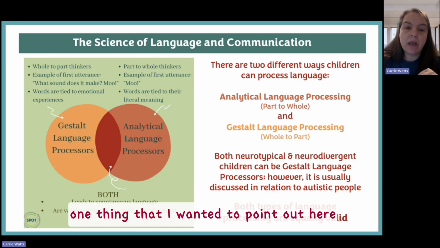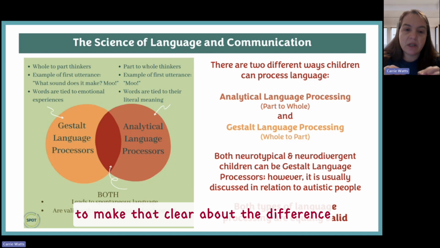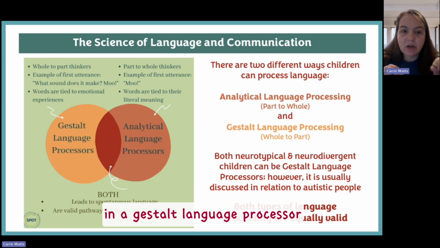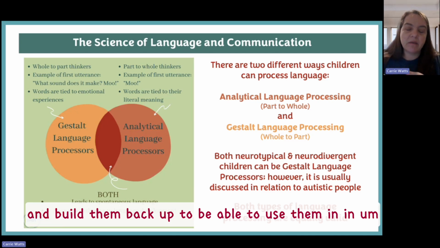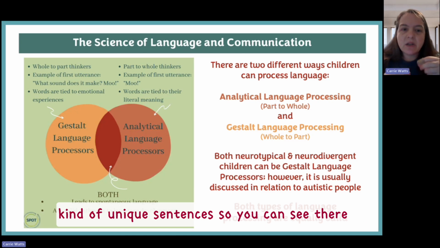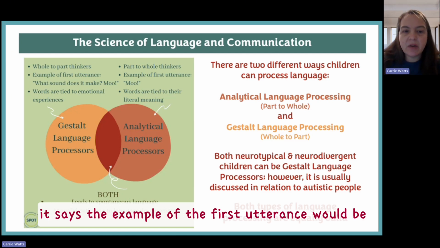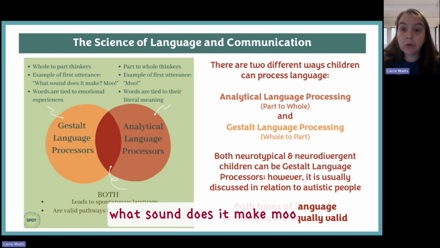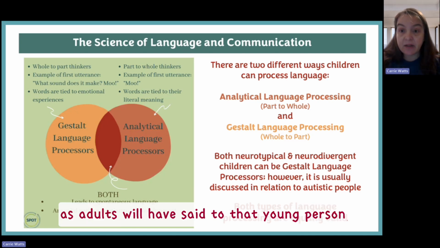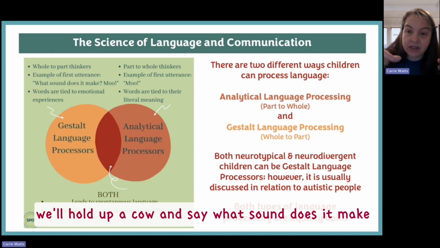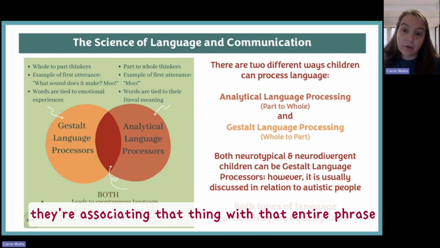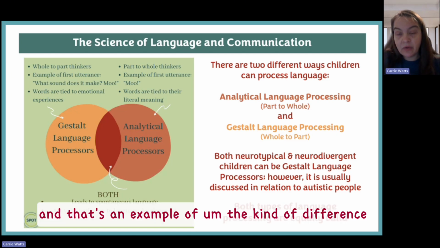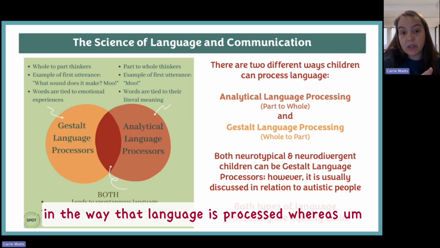One thing that I wanted to point out here to make that clear about the difference. In a Gestalt language processor, they're learning phrases and then they break those down and build them back up to be able to use them in unique sentences. So you can see there the example of the first utterance would be, what sound does it make? Moo. And that's because we as adults will have held up a cow and said to that young person, what sound does it make? Moo. So they're associating that thing with that entire phrase. And that's an example of the kind of difference in the way that language is processed.